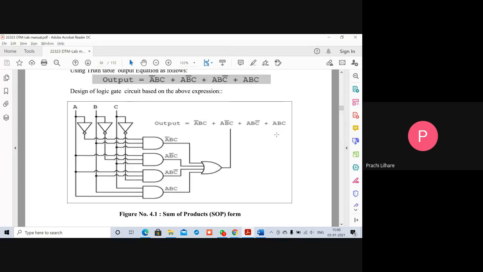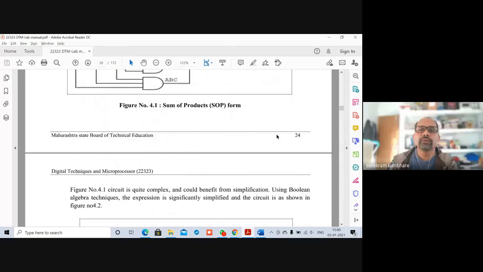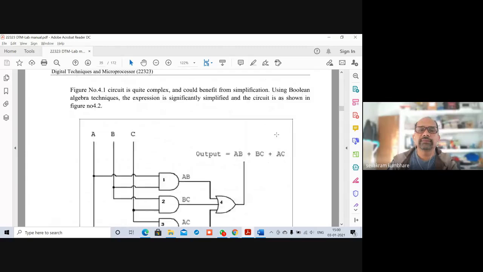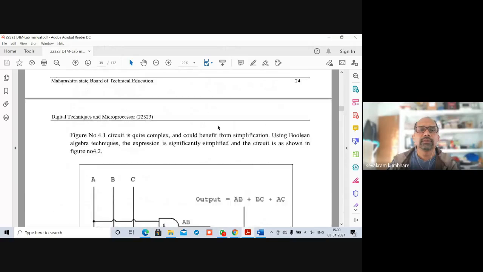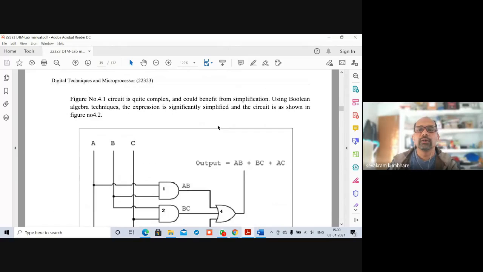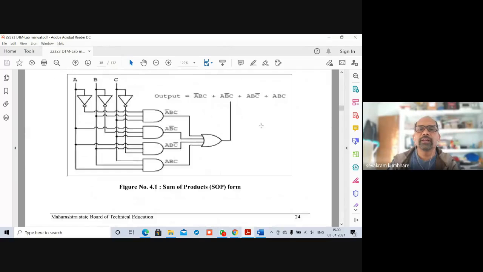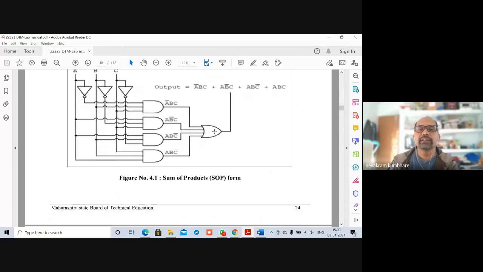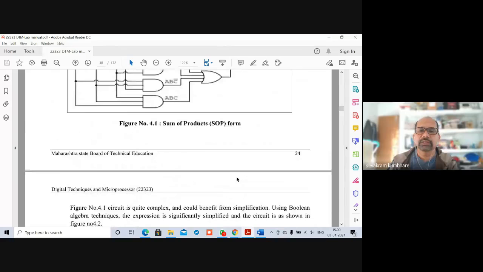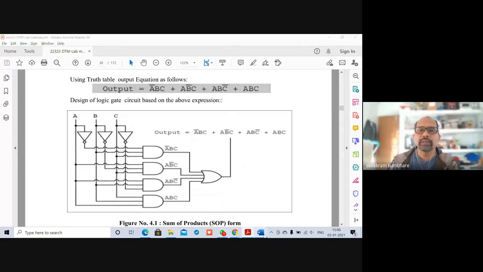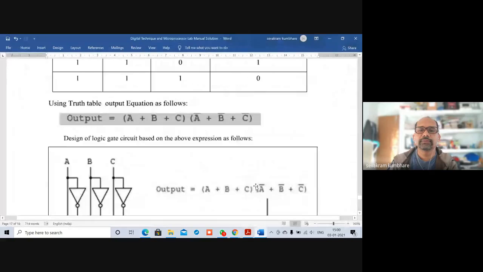No, sir. Okay, so what we have to do now, we have to implement that. What they have done now, this complicated circuit they have simplified, and the simplified output is this. How have we seen this? Give me a minute, I will show you that.